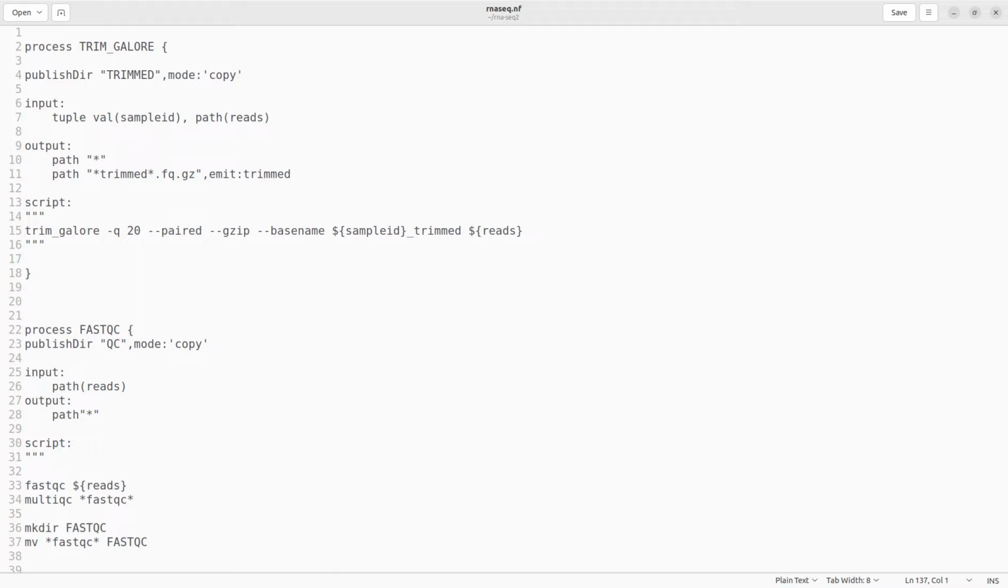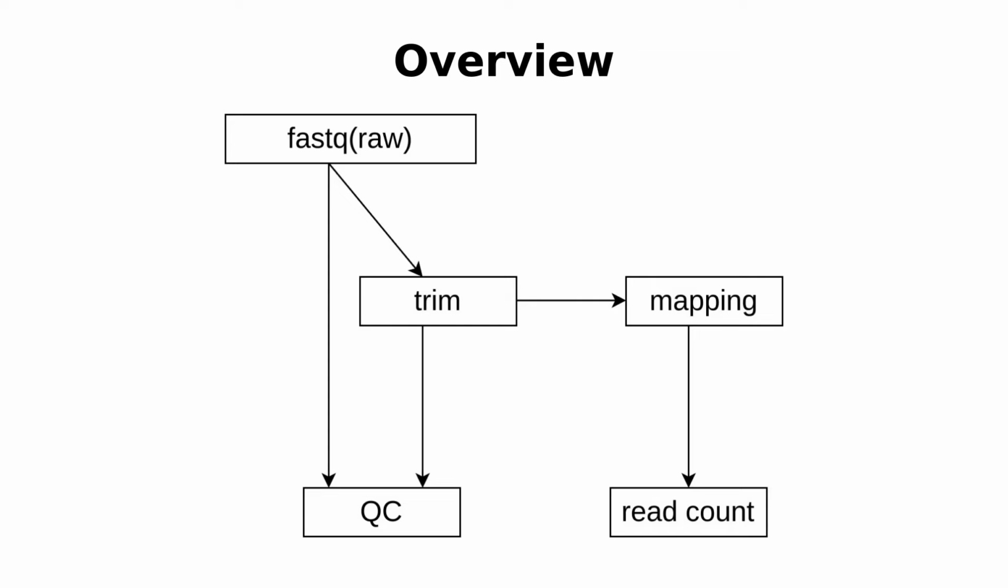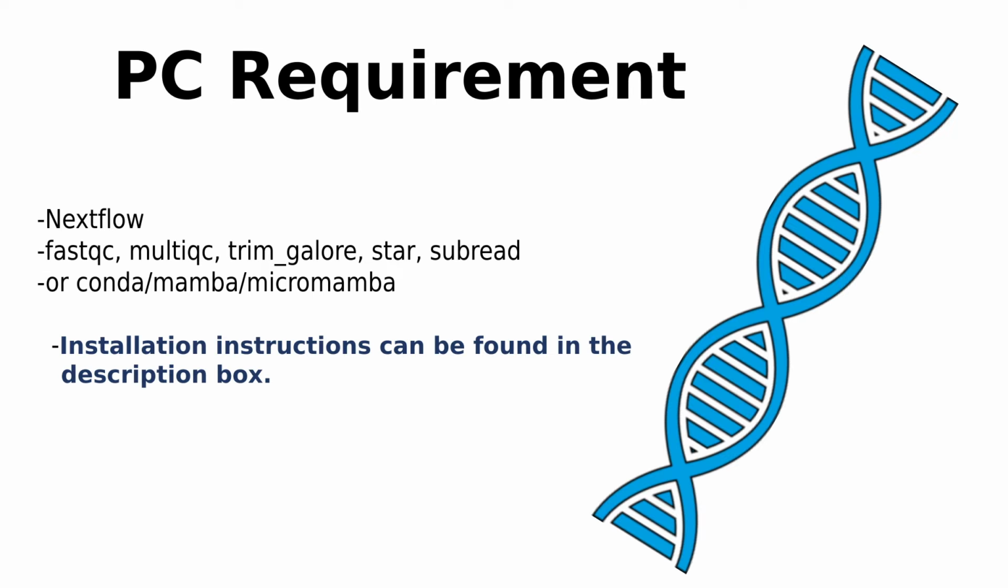Okay, now getting back to the overview, we need to also note the PC requirements. We are going to use Nextflow to do this, so we need to make sure we have Nextflow installed. We also need to make sure we have fastqc, multiqc, Trim Galore, STAR, subread. These tools also need to be installed. You can make your life easy if you have one of these, Conda, Mamba, Micromamba installed. We can use any of these to install the rest of the tools. And so I will recommend you have one of these installed, preferably Mamba or Micromamba. These ones are faster when it comes to installing tools.